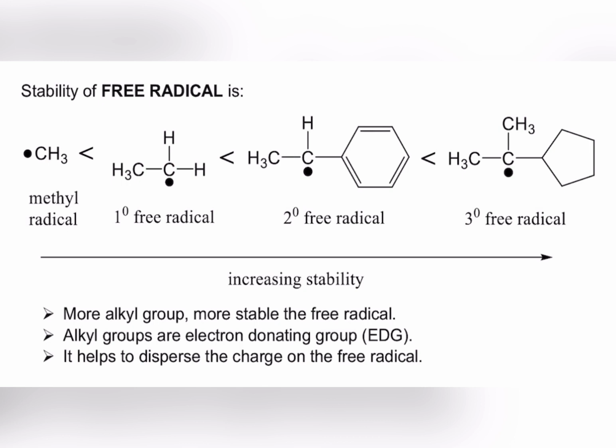So what is the purpose of EDG? EDG helps to disperse the charge on the free radical. What does it mean by disperse? It means that EDG, or the alkyl group in this case, stabilizes the reactive free radical, because we know that a free radical is very unstable and very reactive. In order for it to achieve stability, we are going to add EDG to its form. So that's why the higher the number of EDG in a free radical, the more stable it will be than another.